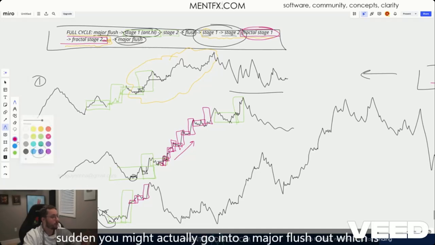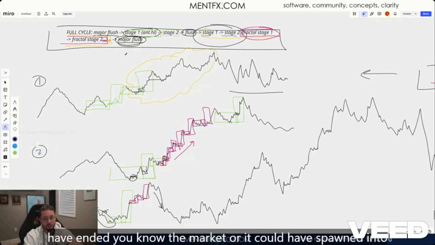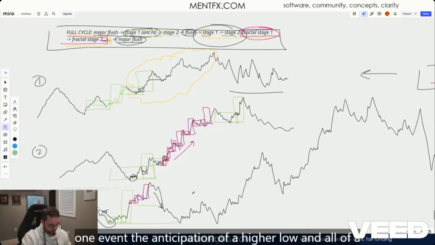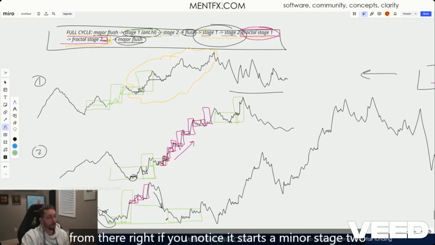And then all of a sudden, you might actually go into a major flush out, which is what happened. And it went to a major flush out that could have ended the market, or it could have spawned into a new stage 1, right? So it might have entered a new stage 1 of the anticipation of a higher low. And all of a sudden, you have a new stage 1 being built from that. And from there, right, if you notice, it starts a minor stage 2 that leads to another flush out.